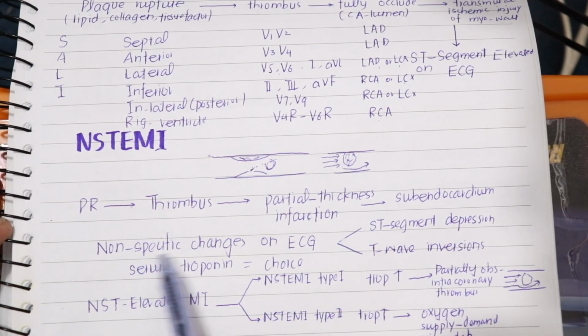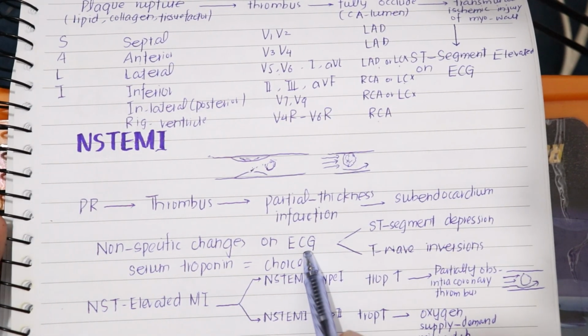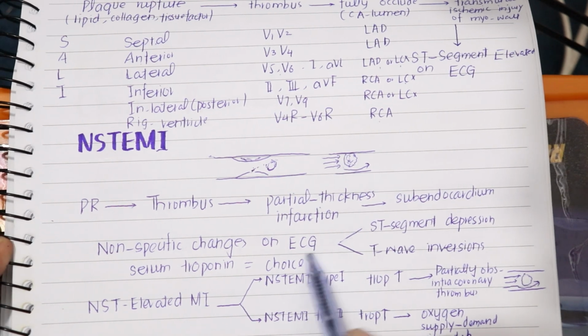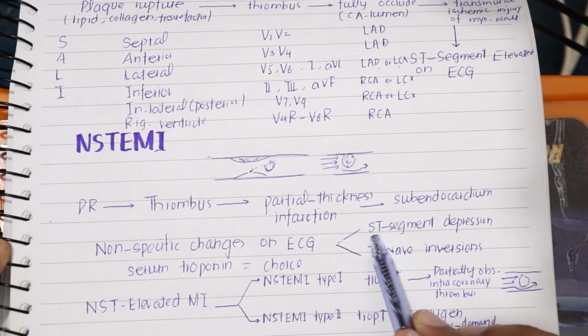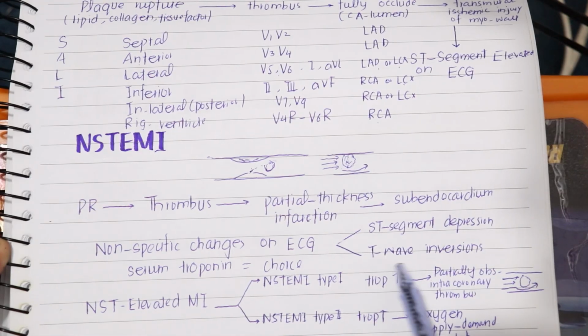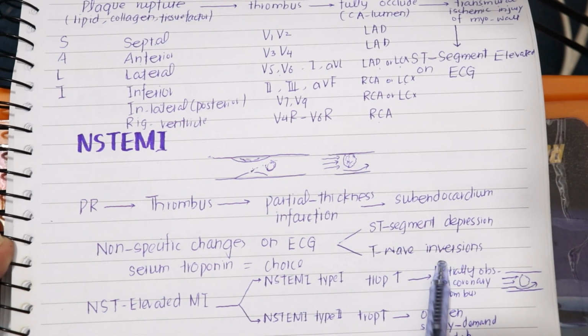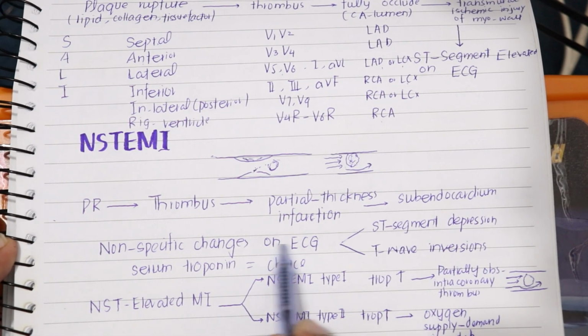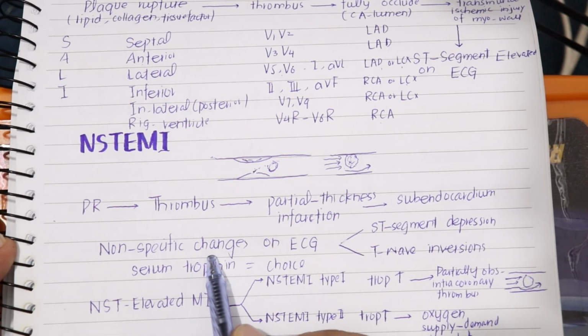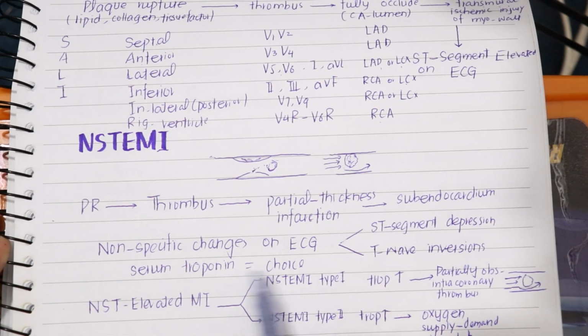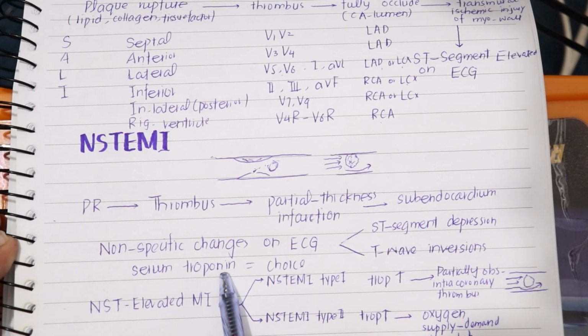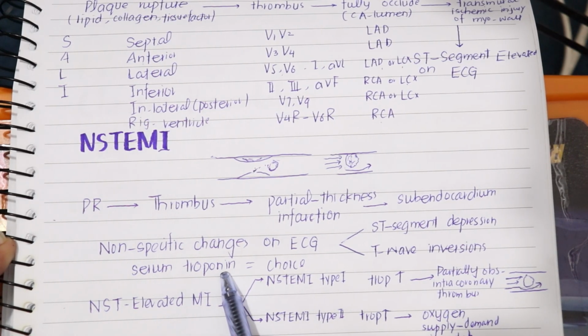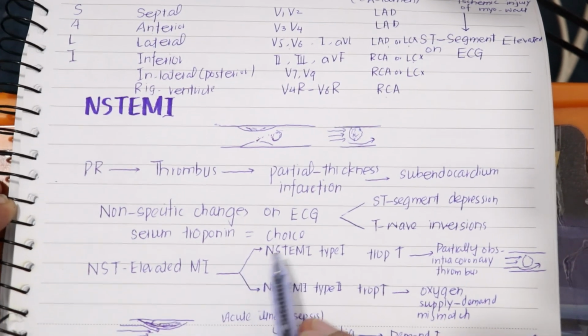On ECG, there is no specific change. It means that ECG is not specific for NSTEMI, but it can show ST segment depression plus T wave inversion. But it is not specific; in all cases there would not be a change in ECG. So our test of choice for diagnosis is serum troponin. When you do the test of serum troponin, it would be raised.